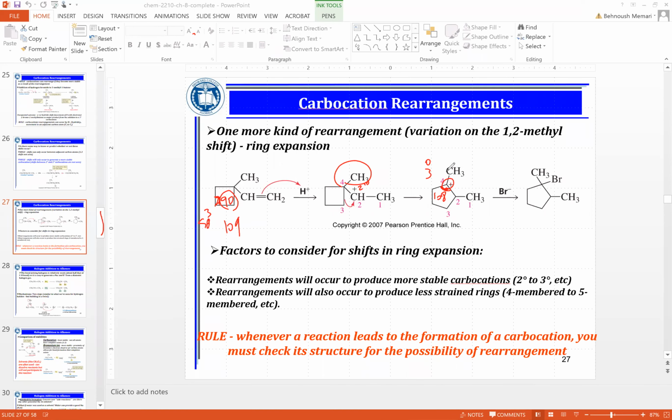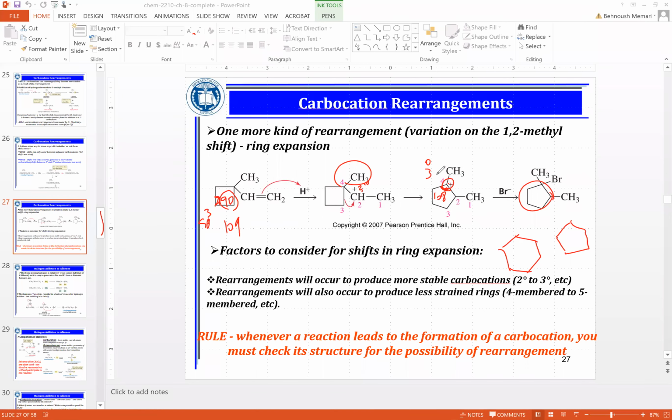And I remember your class had questions about which cyclic systems are the most stable, and we did talk about cyclopentane and cyclohexane being the most stable cycloalkanes. So cyclobutane is unstable, so it's going from an unstable to a stable ring, and from a secondary carbocation to a tertiary carbocation. So these are the two factors that are going to help the ring expansion. Otherwise, you don't break the carbon-carbon bond.